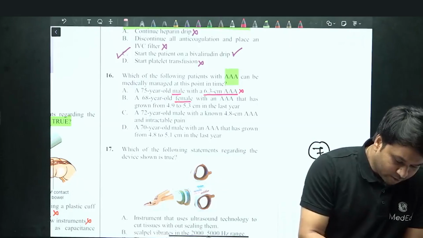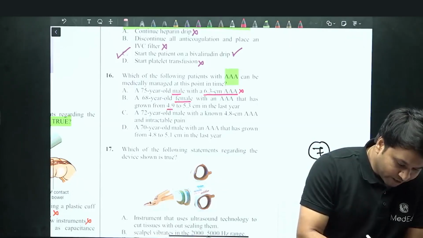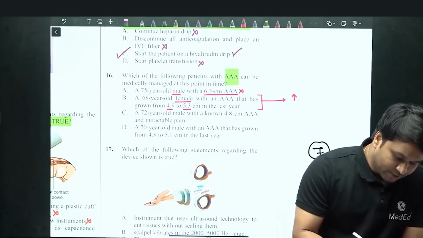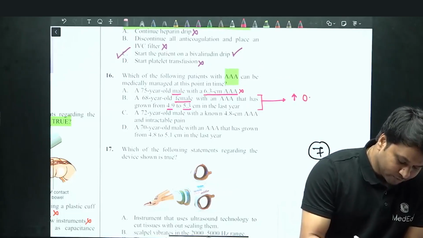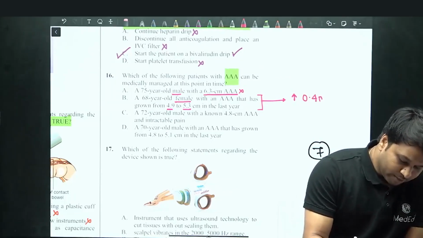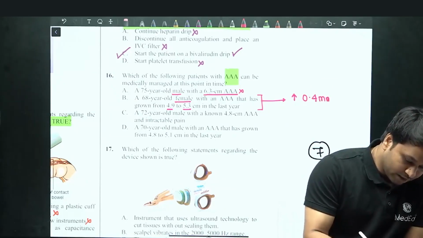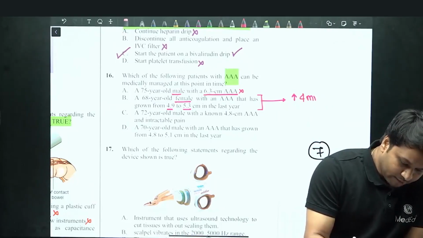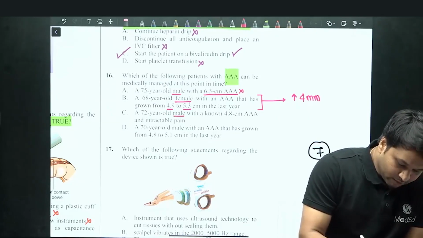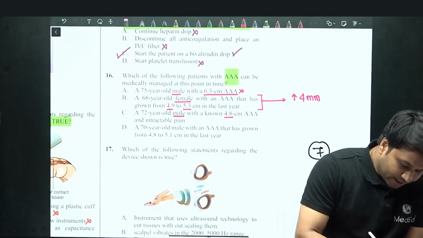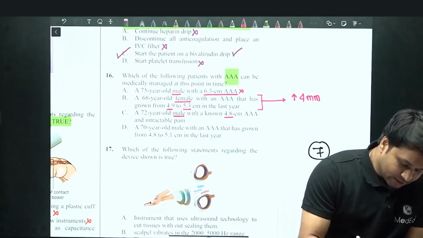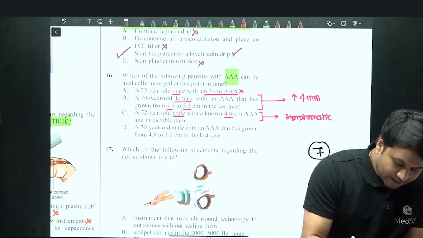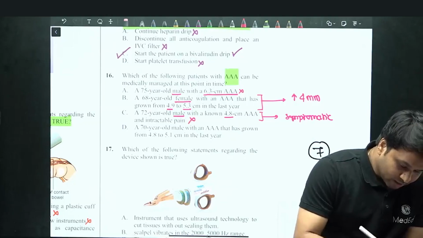A 68-year-old female with abdominal aortic aneurysm has grown from 4.9 to 5.3 in the last 1 year. So here in this option B, the increase has been how much? 4.9 to 5.3 is 0.4 centimeters, so it is a 4 millimeter increase. A 72-year-old male with a 4.8 and intractable pain. Now pain is present, so this is symptomatic. Again, in symptomatic aneurysms, I cannot manage it conservatively, right? So this I cannot.